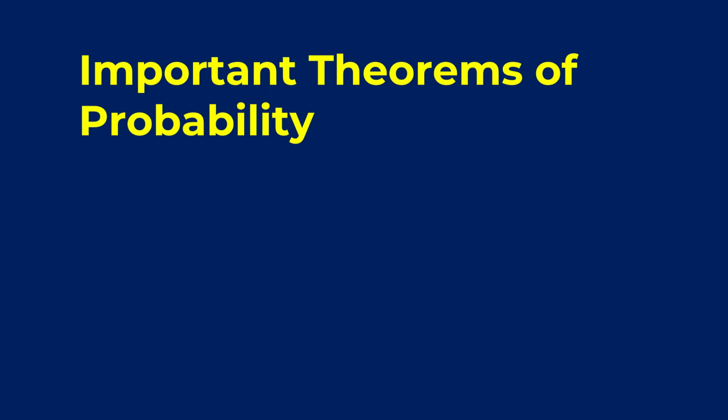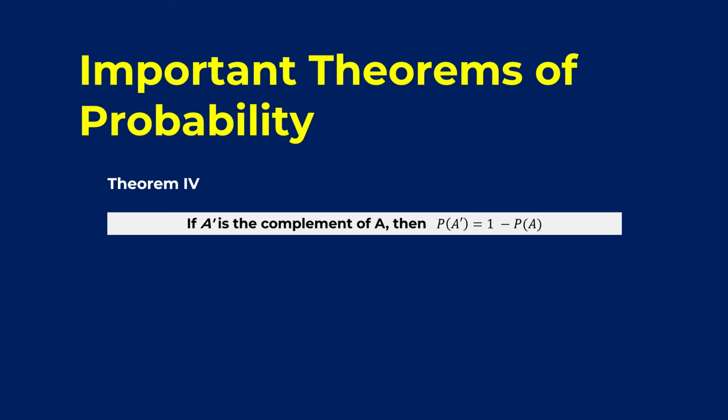Theorem 4 states that if A prime is the complement of A, then the probability of A prime is equal to 1 minus the probability of A. We have already seen this in the explanation of theorem 1.